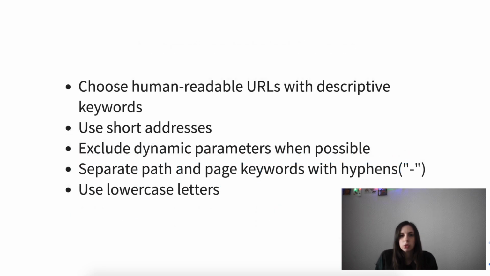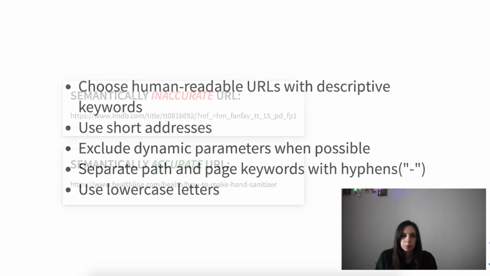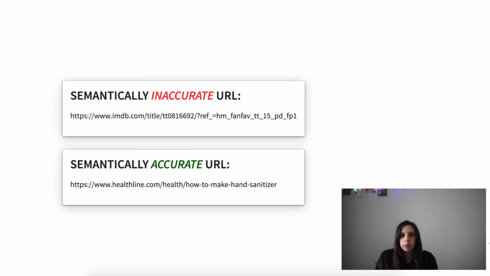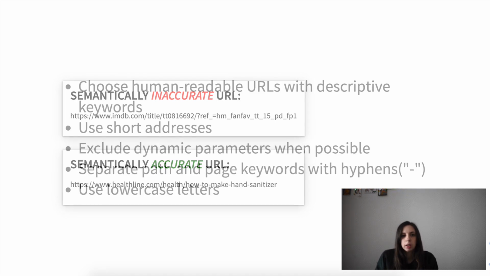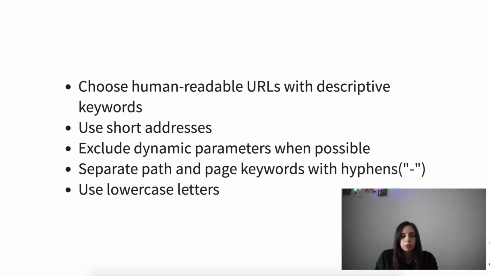Main recommendations for web addresses are: the first, choose human-readable URLs with descriptive keywords. Look at these examples. On IMDb you can see an unclear destination, and the better variant is in the second case. Use short addresses. After 512 pixels, Google will cut your URL in their results. A good rule is to keep your URLs as short as you can. Exclude dynamic parameters when possible.